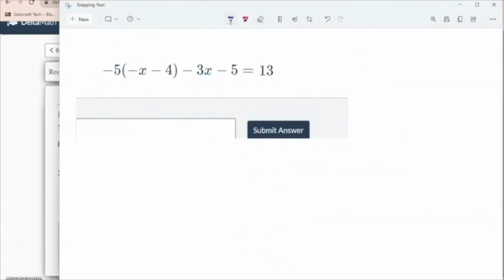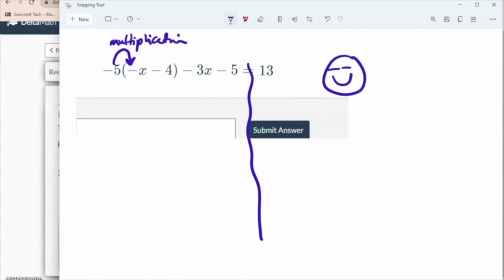All right, so we're going to go ahead and distribute. Oh, draw a river first, always. Go ahead and distribute in a negative, and its distribution is multiplication. All right, so negative times a negative is a positive. Again, you just do your face. That's going to be happy. That's a positive. So -5 times -x is positive 5x.